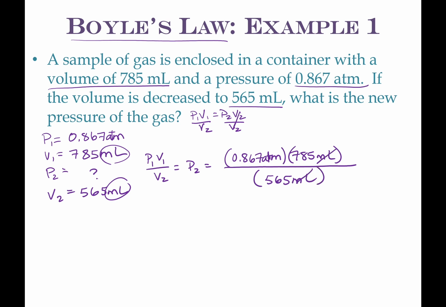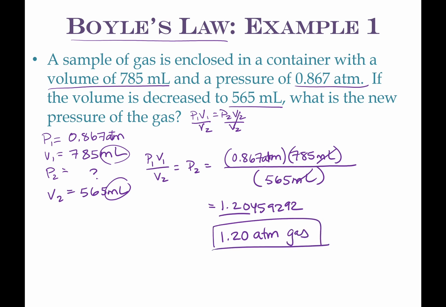So ask yourself what should happen. The volume went down. What should happen to the pressure? If volume is decreased, if we make the room smaller, the pressure should go up, right? And if you look here, our answer is 1.20459292. So it did in fact increase. That's a good sign. And then we look for significant figures. I should have 1.20 atmospheres. And it just says of gas. So that's our answer.